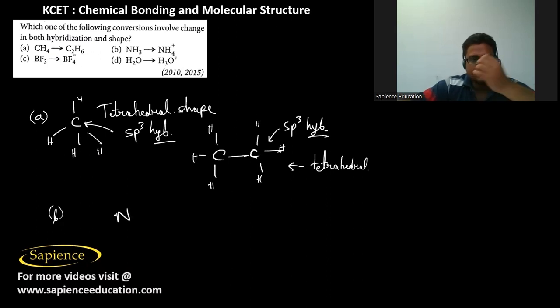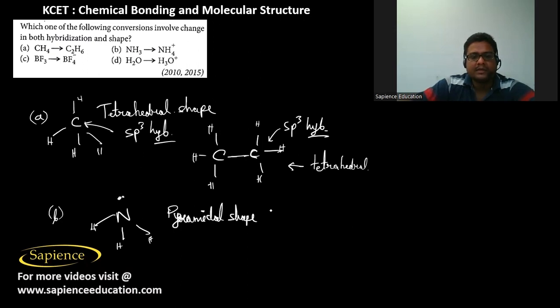So the shape of NH3 is triangular pyramidal shape, and the hybridization is sp3 only. And in case of NH4 plus, here we have tetrahedral shape.